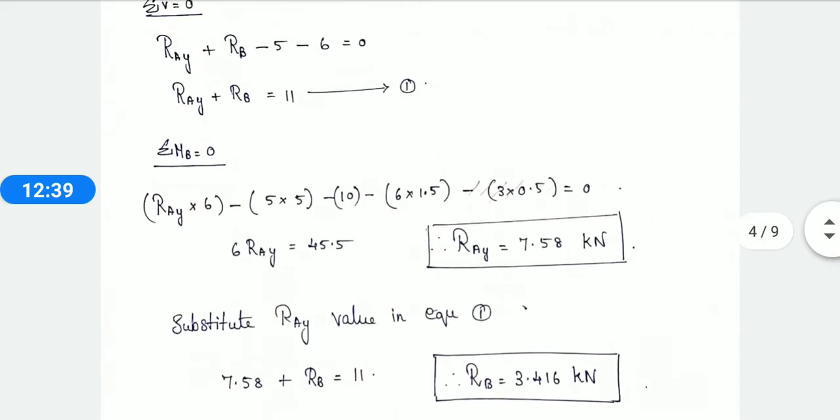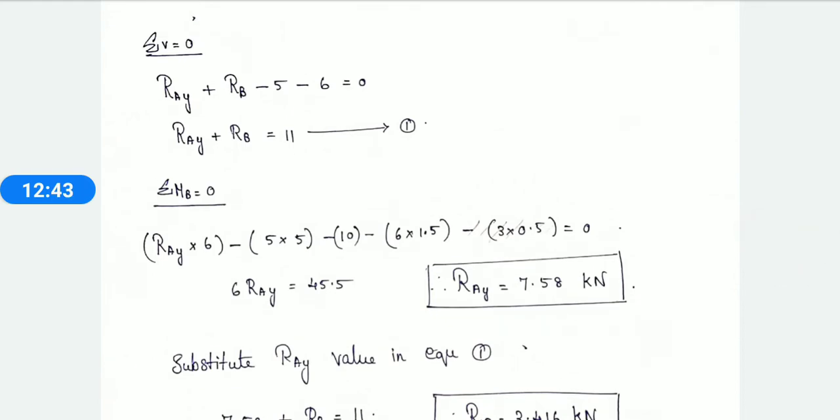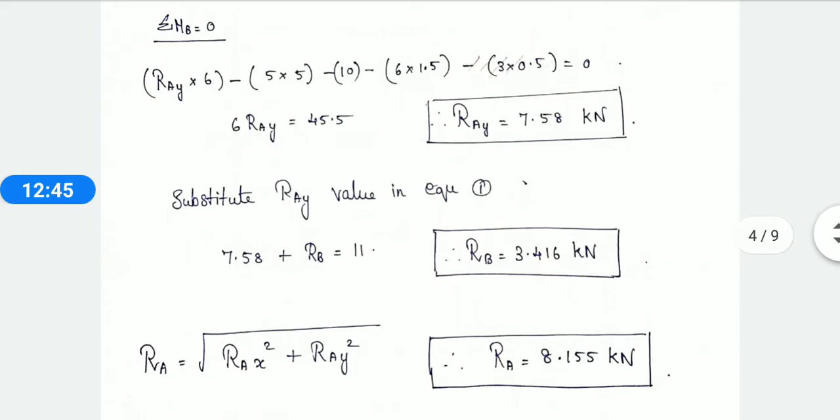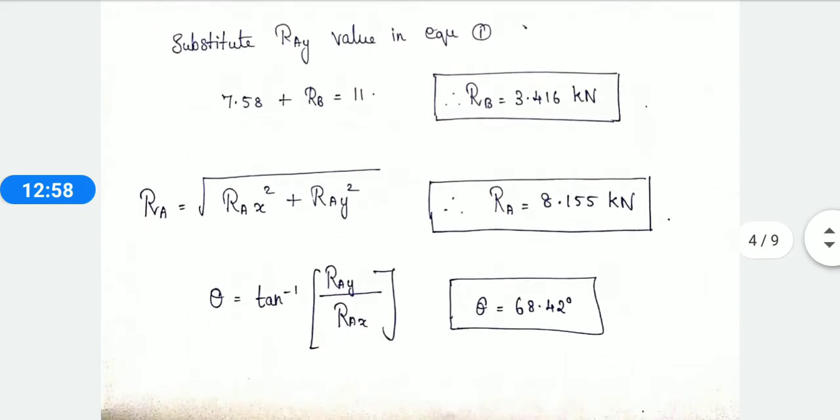When you do that, you will get the RAY value. Substitute that RAY value in equation 1 and get your RB value. So you now have RB, RAX and RAY. For what support do we have to find the resultant? At support A, we have to find the resultant. So RA is equal to the square root of RAX square plus RAY square. When you do that, you will get the resultant value as 8.155 kilonewton. And the theta also we had calculated accordingly.